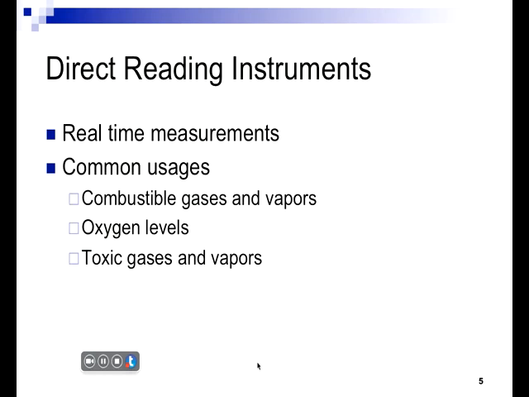But in certain cases, if you have a high enough concentration or a sophisticated enough instrumentation, you can get an answer in real time. You can go in with a piece of equipment, turn it on, and get an exact number on what the concentration is of that contaminant immediately. And that's what a real-time direct reading instrument will do.